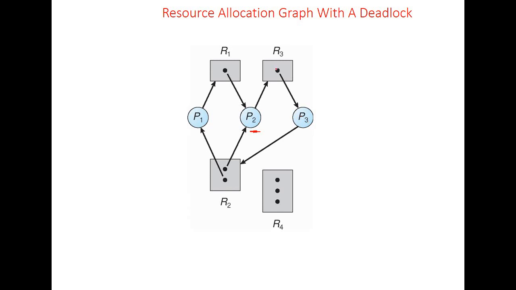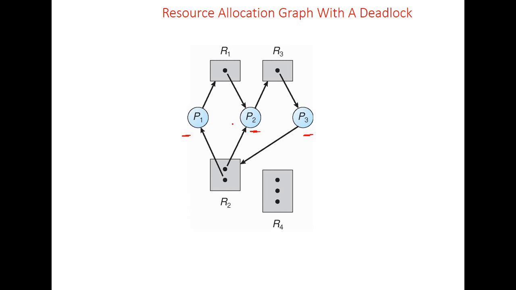Coming to P3, P3 has R3, but P3 requires R2 also, and the R2 resources are not free. So P3 will also enter a waiting state. Like that, P1, P2, P3, all three processes will be in the waiting state, waiting for one resource or another to become available, but that will not occur because every process is waiting for another process without knowing each other. Therefore a deadlock state forms, there forms a cycle.